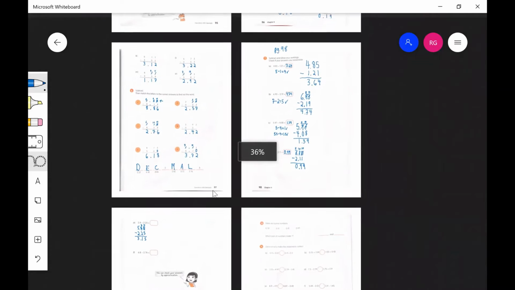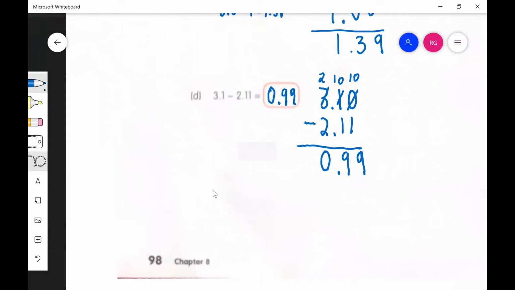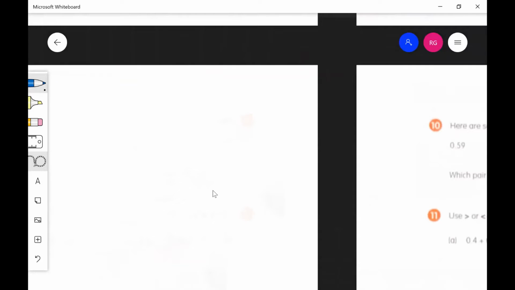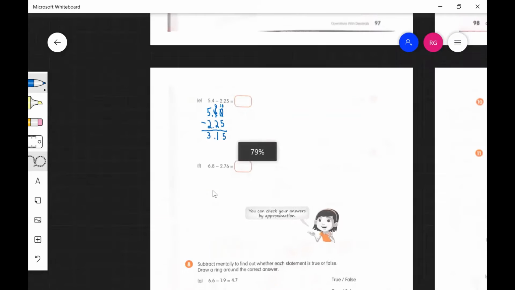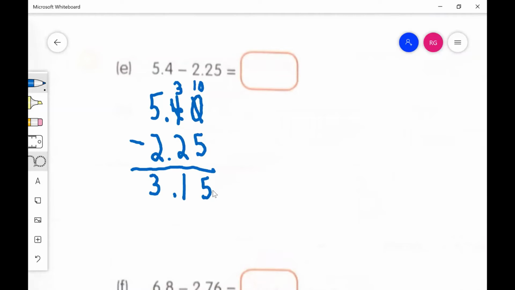We can check to see if our answer is reasonable here on the last one. I nearly forgot. 3 minus 2 equals 1. Okay, so that checks out. All right, moving on back to page 99 here. We're looking at this one, 3.15. So yeah, that looks correct.